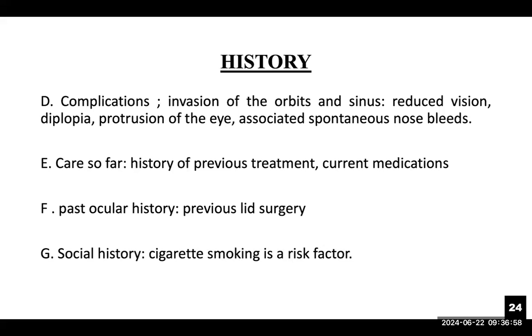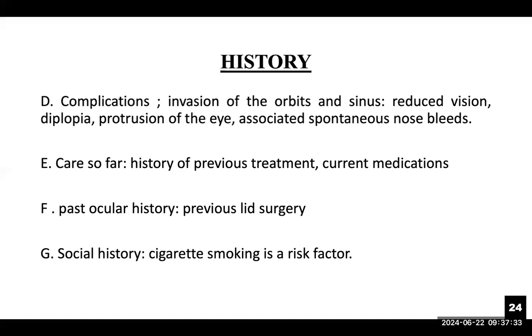So then for the history of complications, for invasion of the orbits and the sinuses, we want to ask if any history of reduced vision, double vision, protrusion of the eye, or associated history of spontaneous nosebleeds. Then for the care so far, I want to find out if the patient has had any previous treatments, any current medications. Then previous lid surgeries can also be inquired about.